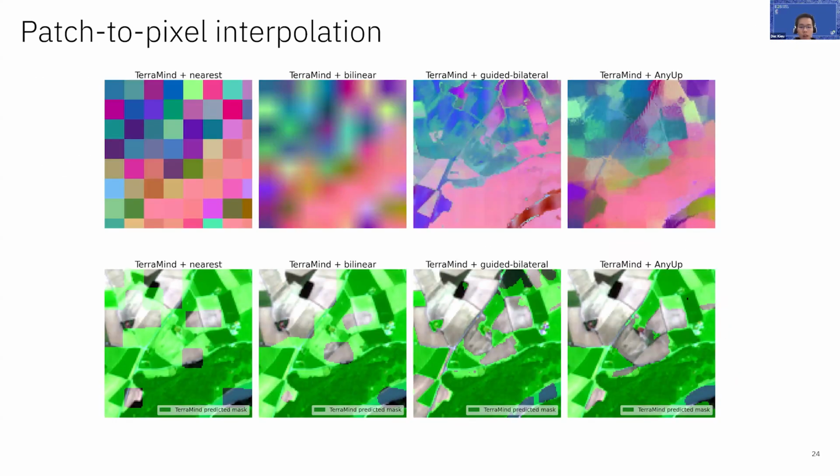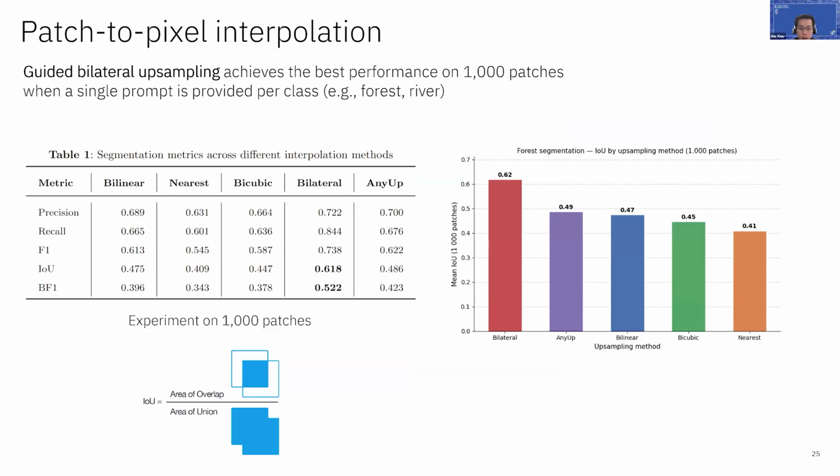And here in the end, you can see the four methods side by side, how they perform, and guided bilateral and Any-Up perform the best. And to really quantify this result, I also ran this on 1,000 patches. And as you can see, bilateral performs the best if you look at the metric intersection over union. But I mean, if you look at all the metrics, bilateral works really like the best in all the metrics.